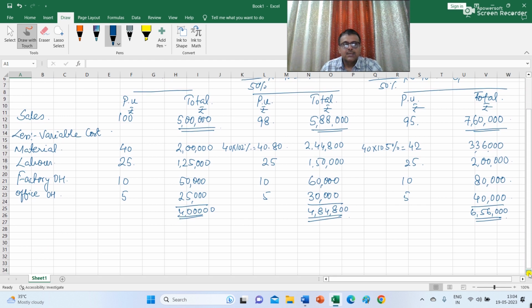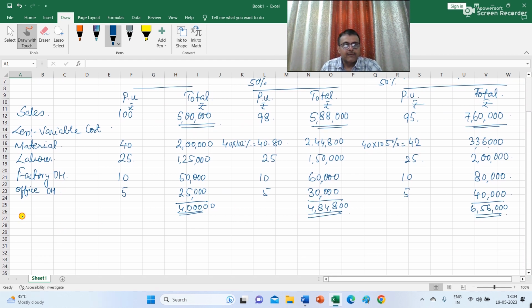So we can subtract the total variable cost from sales and we will get contribution. So contribution at 50% level is 1 lakh. Then at 60% level, we will get 1,03,200. That is 5,88,000 minus 4,84,800, you will get 1,03,200. And 7,60,000 minus 6,56,000, we will get contribution 1,04,000 at 80% capacity level.